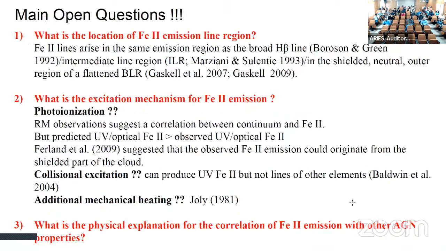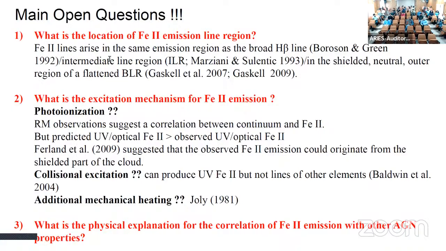So what are the open questions regarding this Fe2 emission? First one is their location, where the Fe2 emitting gas is located in the BLR. The proposed scenarios are that Fe2 emission can be coming from the same region from where we are getting the H beta line. But then there are other theories which say that it could be at double the distance of the H beta line. And then there is also a theory that it could be from a region intermediate between the H beta line and the torus.